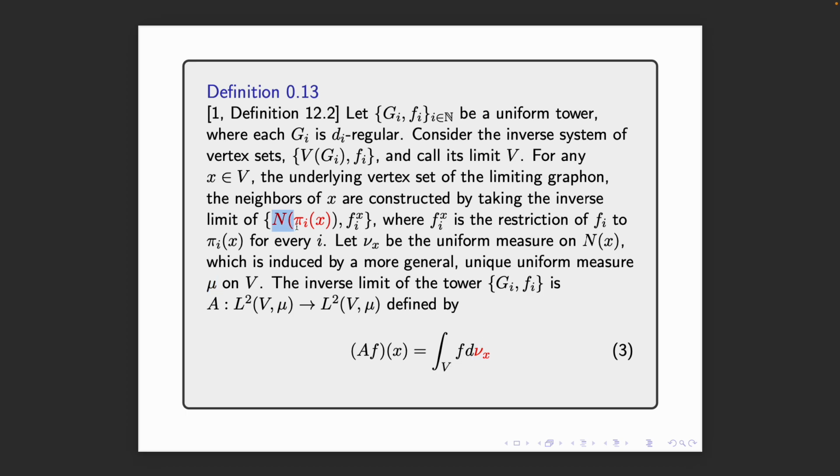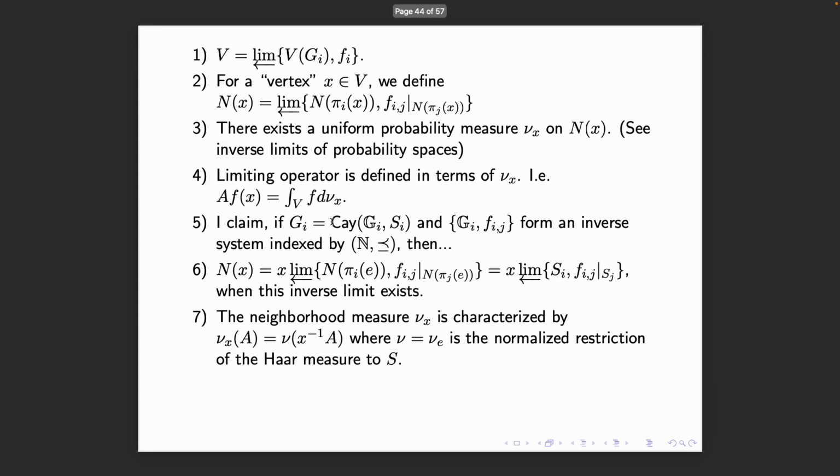So the reason I have these in red is that in a Cayley graph, there's really only one neighborhood, and that's the neighborhood of the identity element.